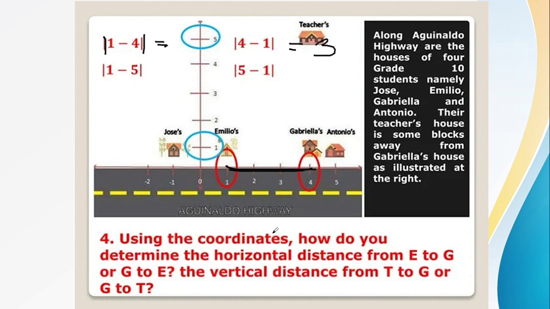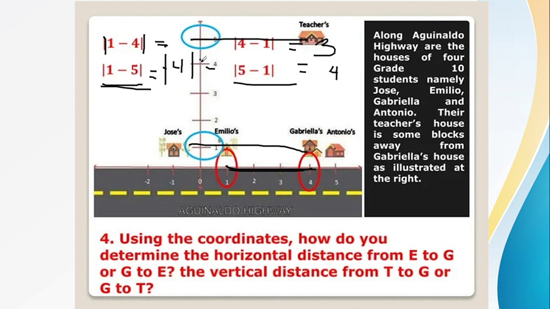Now, for the vertical distance from T to G, from Gabriela's house to the teacher's house and vice versa, we will still be using the absolute value and we just subtract them. The teacher's is 5 here, and Gabriela's is 1. It's either 1 minus 5 or 5 minus 1. The answer is 4, and the other is negative 4. But since we have the absolute value, negative 4 becomes positive 4 anyway. So the distance is 4.